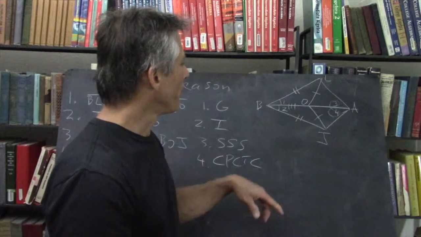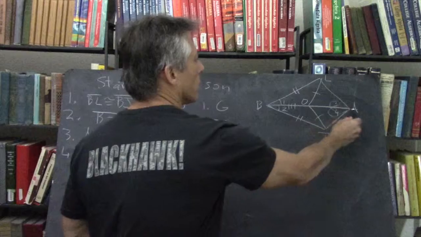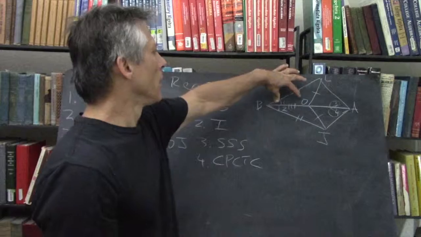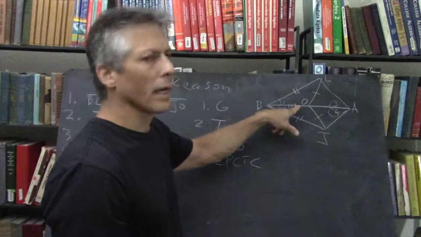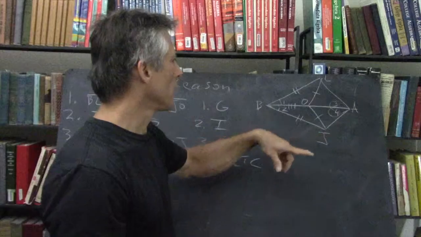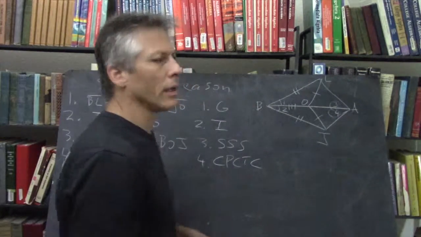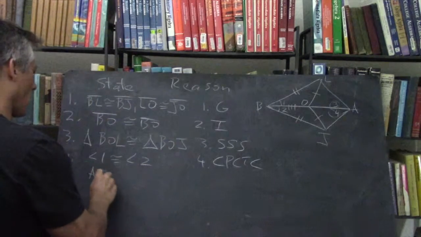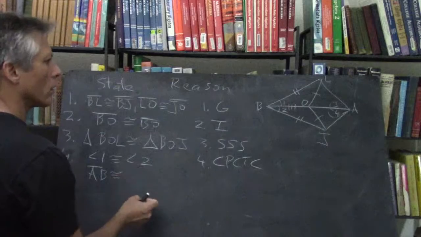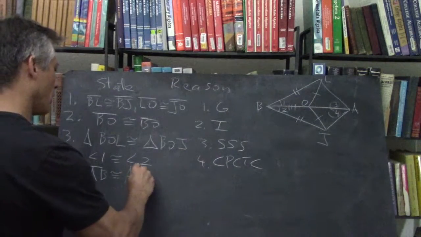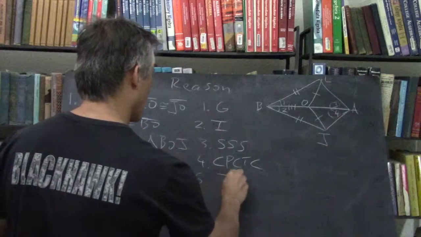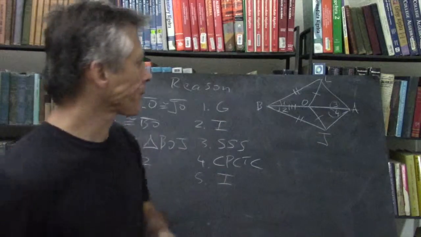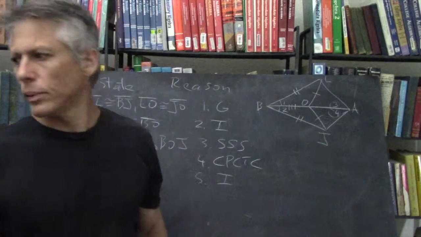Okay? Now, if we look at this big triangle and this big triangle, notice BO is not the side of either triangle, it's part of one side. We need the whole entire thing, not a part of it. You've got to be careful about making that mistake. Some people do. So we say AB congruent to itself, identity.